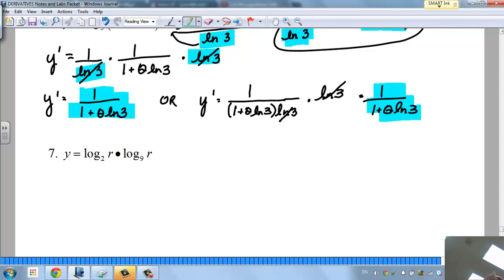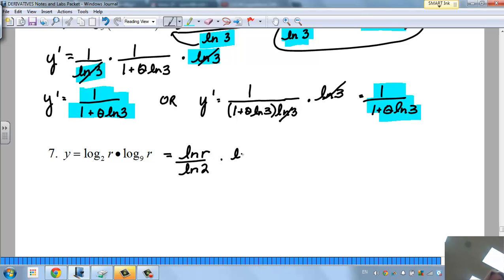Number 7, I'm going to do both ways also. I'm going to do it with the change of base formula first, and then I'm going to do it the other way. So first of all, if I didn't do change of base formula, if I use the regular log derivative, you'll notice I'd have to do the product rule. So let's do change of base formula. So if I do this, log base 2 of r is ln r over ln 2. There's my change of base formula.